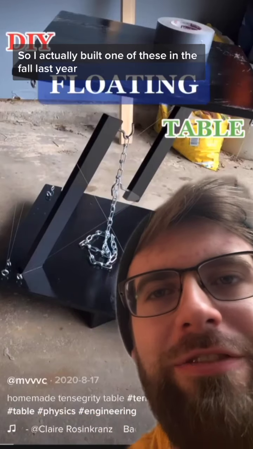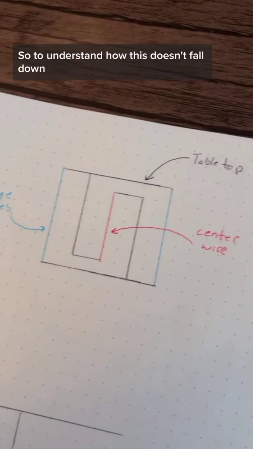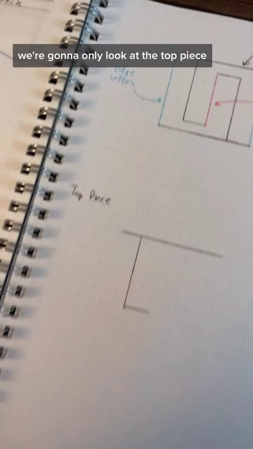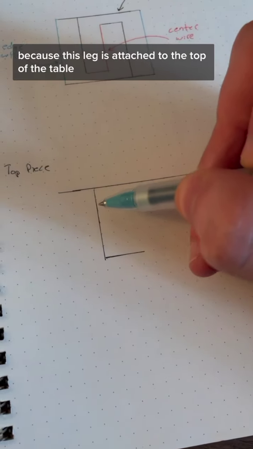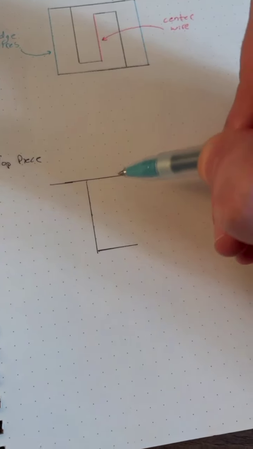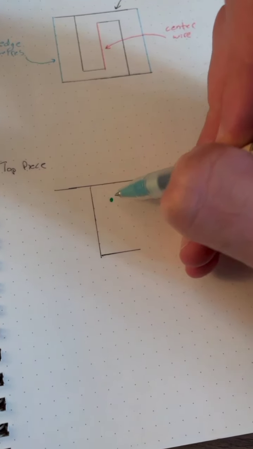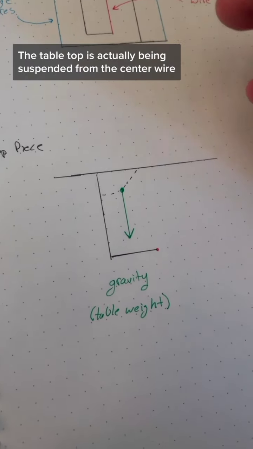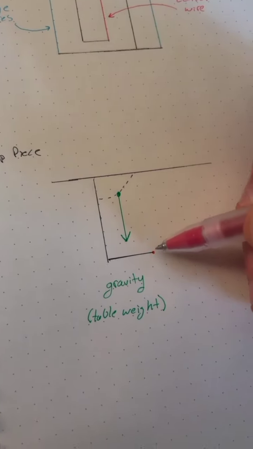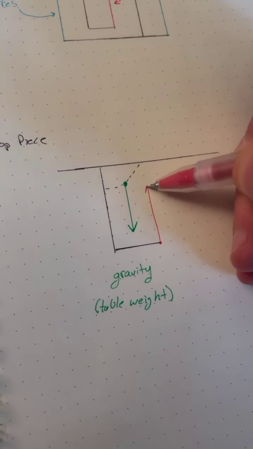So I actually built one of these in the fall last year. To understand how this doesn't fall down, we're going to only look at the top piece. Because this leg is attached to the top of the table, the center of gravity isn't in the center, but probably somewhere right around here. To counteract gravity, the tabletop is actually being suspended from the center wire, which is in tension acting this way.